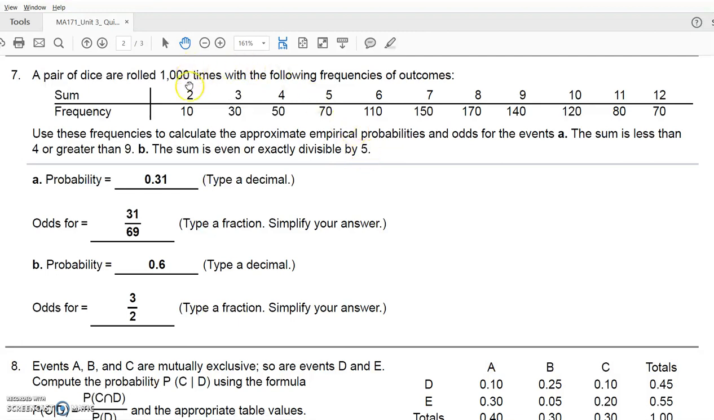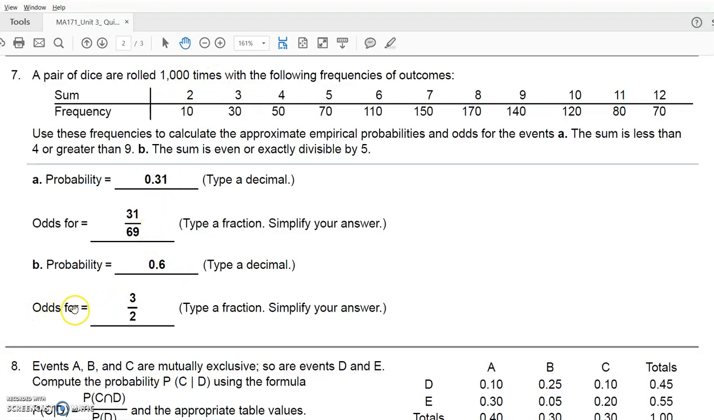So the sum is even, meaning we're going to add the frequencies under 2, 4, 6, 8, 10, 12, and then divisible by 5, which is under 5, and 10 would be already added since it is even. So let's do that. 10 plus 50, 60, plus 110, that's 170, plus 170, that's 340, plus 120, that's 460, plus 70, that's 530, plus 70 would be 600. So it's 600 divided by 1000, which is 0.6.